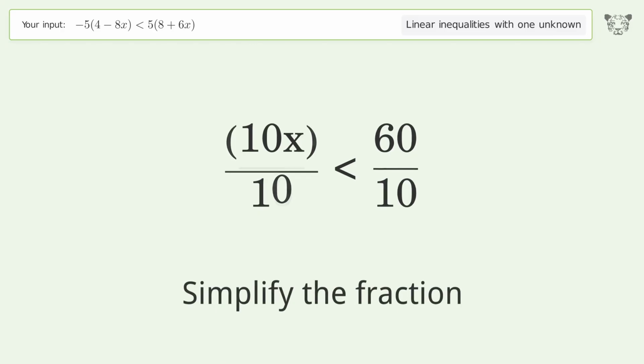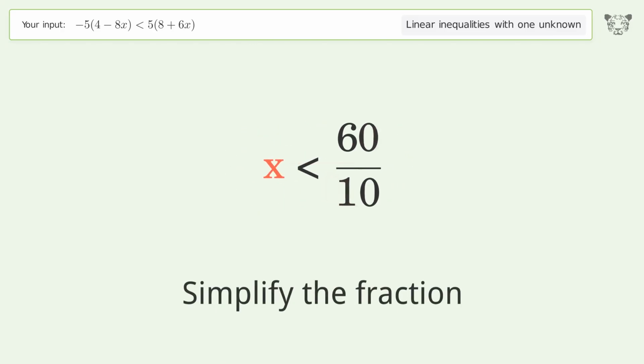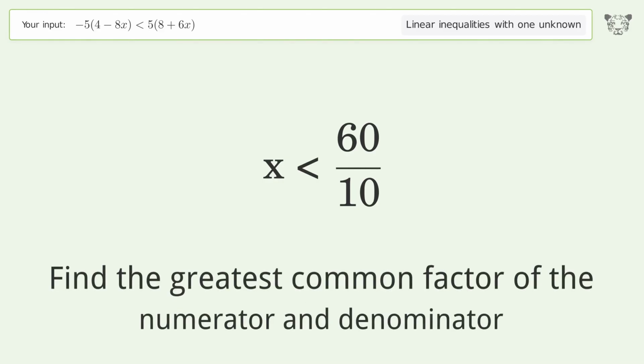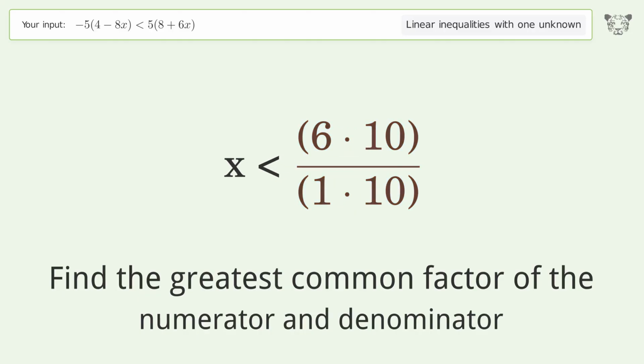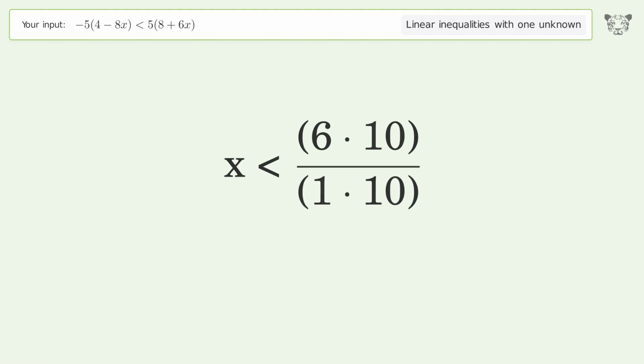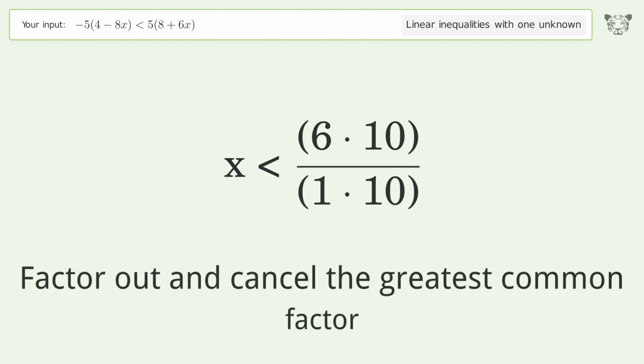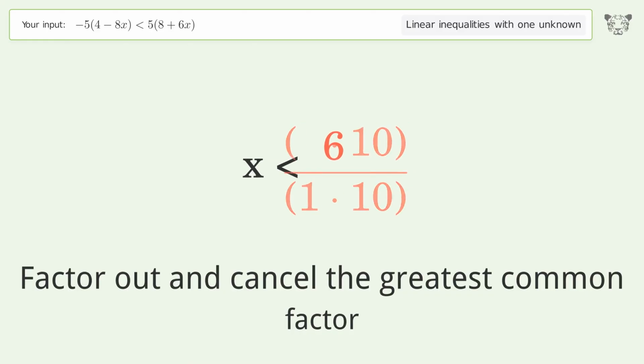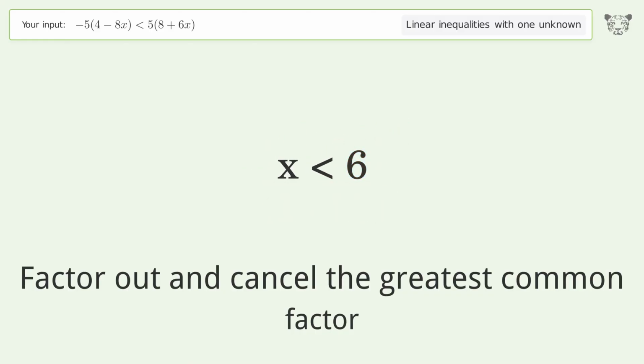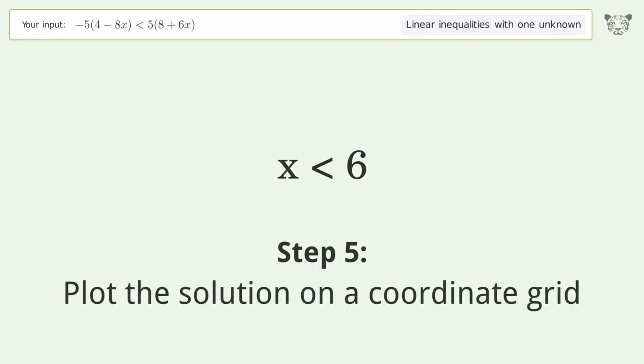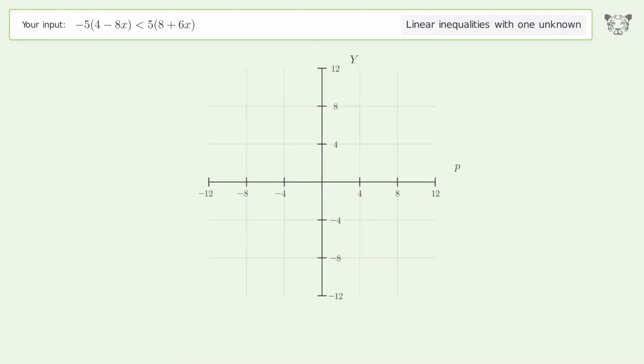Simplify the fraction. Find the greatest common factor of the numerator and denominator. Factor out and cancel the greatest common factor. Plot the solution on a coordinate grid. And so the final result is x smaller than 6.